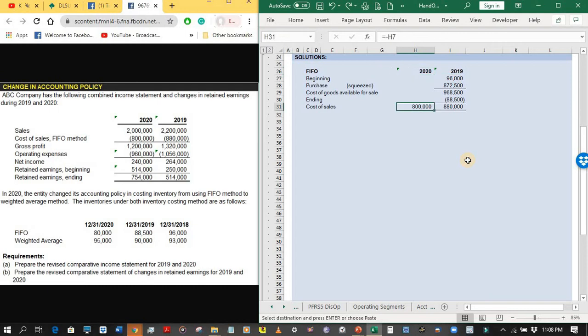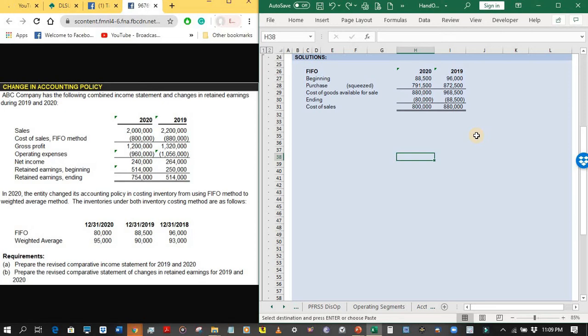Now let us reconstruct the cost of sales for 2020. For 2020, the cost of sales is 800,000 pesos, based on the data given. Then the ending inventory in 2020 using Fifo method is 80,000 pesos. The cost of goods available for sale is 800 plus 80, so that is 880,000 pesos. The beginning inventory would be the ending inventory in 2019, which is 88,500. That is why our purchases, the difference between 880,000 and 88,500, is 791,500 pesos.